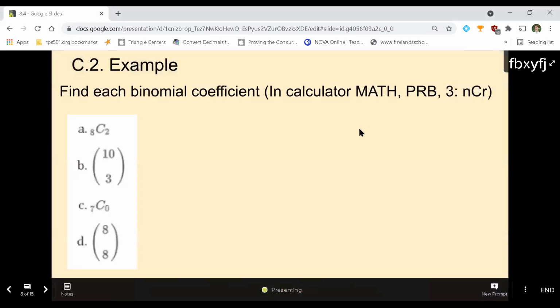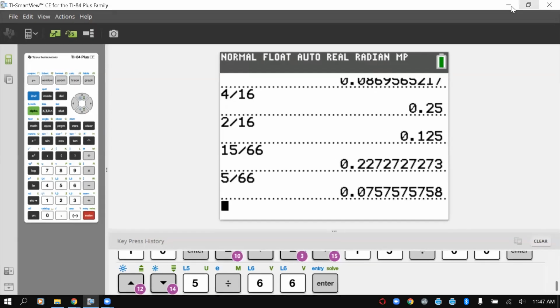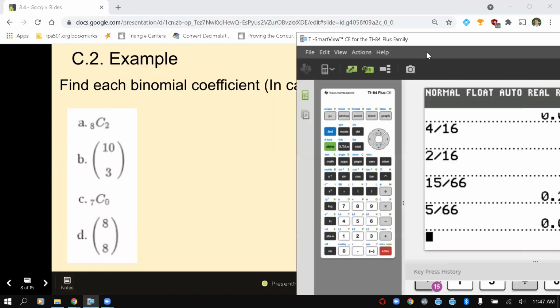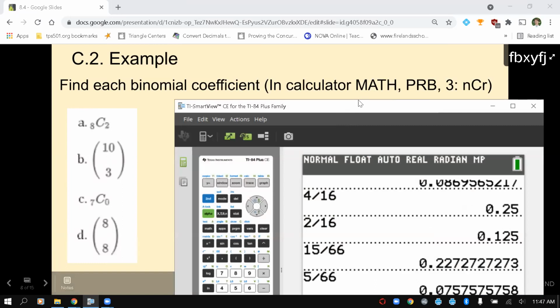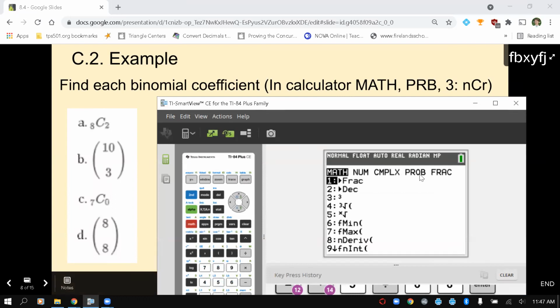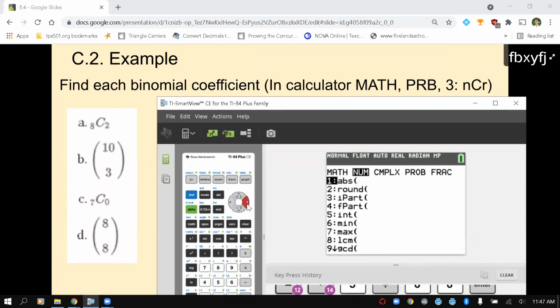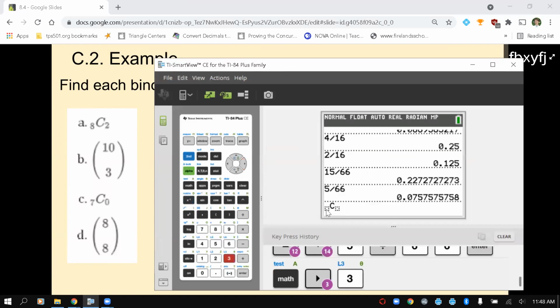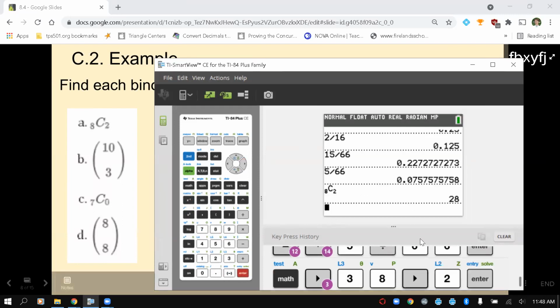Oh, shoot. We forgot to do the calculator part. Okay. In your calculator, you can do these really fast. You're just going to hit math, and then you're going to go right to the probability column, and then it's option 3. And then it'll ask you for your two numbers, 8 and 2. 28.